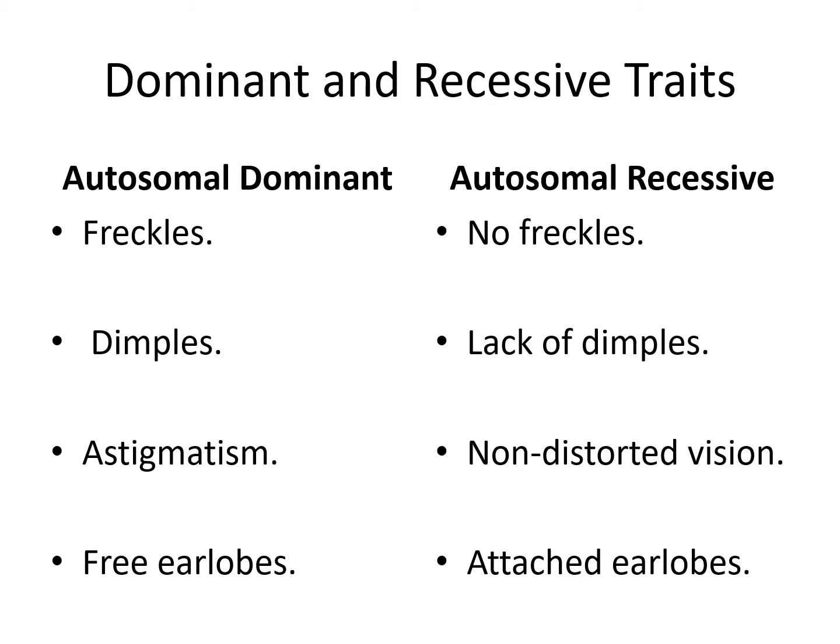The autosomal dominant traits are things like freckles, dimples, astigmatism, and free earlobes. These are examples of autosomal dominant traits. Autosomal recessive traits are things like no freckles, lack of dimples, non-distorted vision, or without an astigmatism, and attached earlobes. These are all autosomal recessive traits.